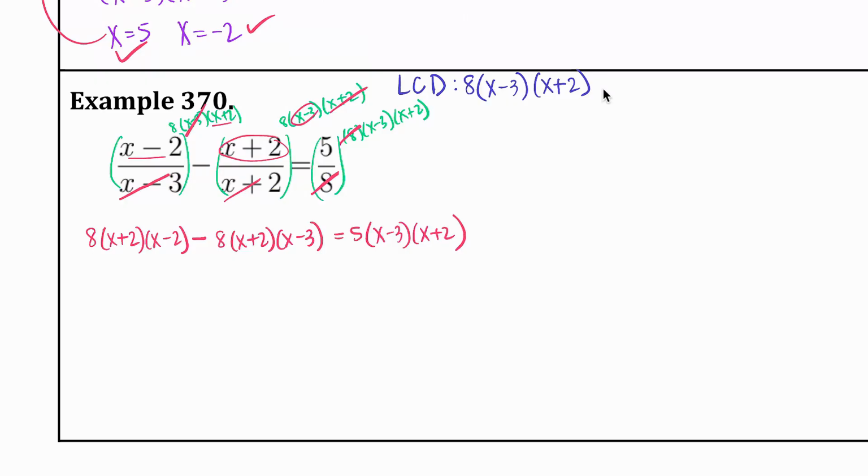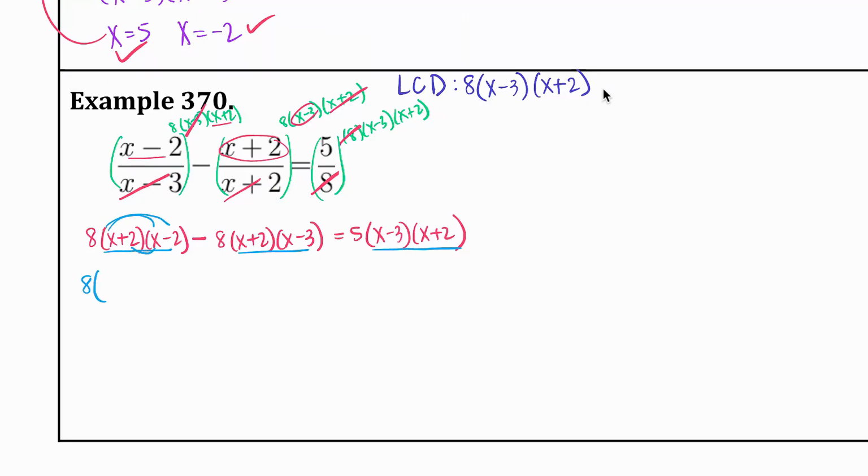Okay, we have a lot of multiplication to do here. And you can kind of do this in either order. What I'm going to do is go ahead and multiply my binomials, the things that I underlined, and then afterwards I'll distribute the number out in front of them. So I'm just going to leave that 8 there for a second.